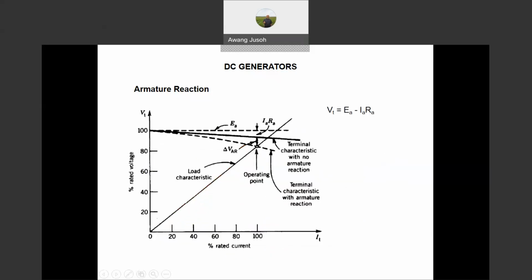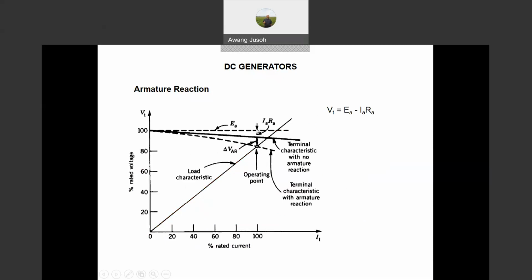Okay, so this is just to show you the plot of the things. In the machine, basically, first we have the IA drop. The bigger the current, the bigger the drop of IRA. And then on top of that, we have the drop due to the armature reaction. This is the load characteristic. So now our operating point is much lower than before.